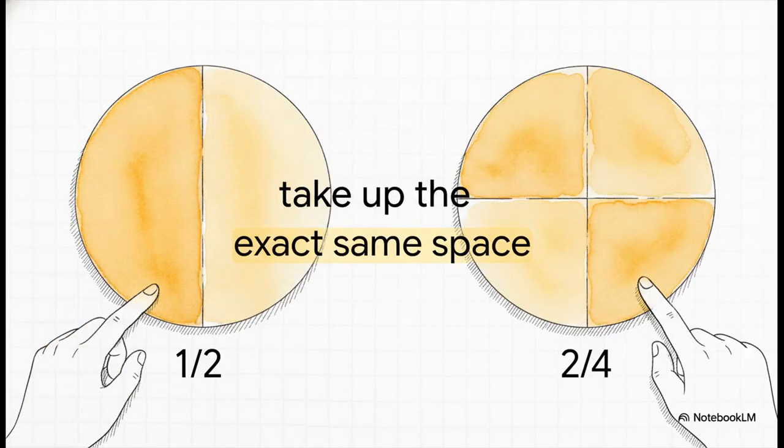The answer is a resounding yes. Through a simple practical exercise of folding circular cards, we can visually prove that 1/2 takes up the exact same physical space as 2/4. Different cuts, identical mathematical value. That is the magic of equivalent fractions.